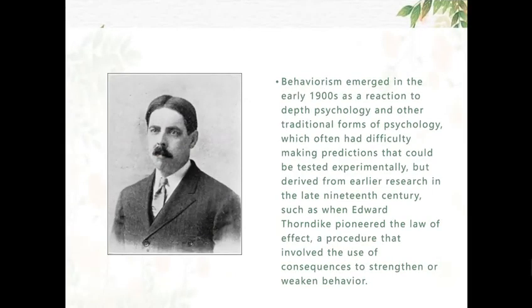Behaviorism emerged in the early 1900s as a reaction to depth psychology and other traditional forms of psychology, which often had difficulty making predictions that could be tested experimentally, but derived from earlier research in the late 19th century, such as when Edward Thorndike pioneered the law of effect, a procedure that involved the use of consequences to strengthen or weaken behavior.